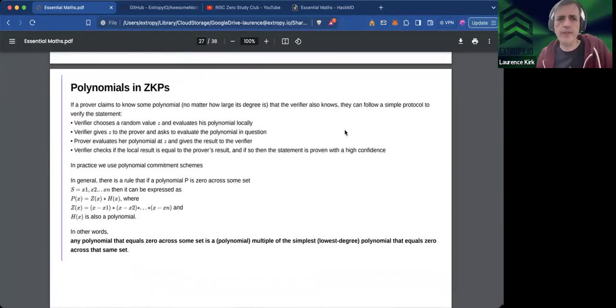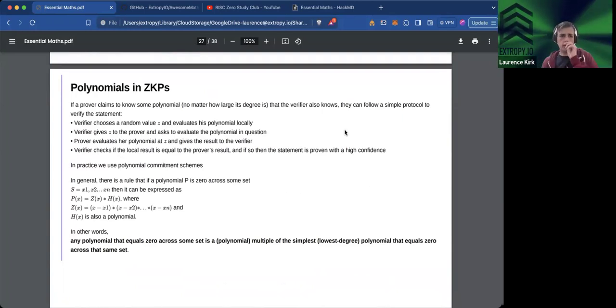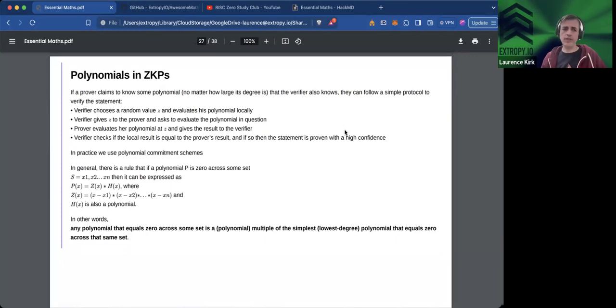So polynomials are used very widely in ZK, and part of the process is that the verifier will be asking the prover to evaluate a polynomial at a particular point, and the point that the verifier chooses will be chosen at random from some very large field. So the finite field that we're working in will be of order maybe 2 to the 250, something like that. And the verifier will pick a random value from that and ask the prover to evaluate the polynomial at that particular point. And if we've designed our system well, then we should be able to, with just a few evaluations, so the verifier just picking a few random values and asking for evaluations of the polynomial, confidently decide whether a proof is correct or not.